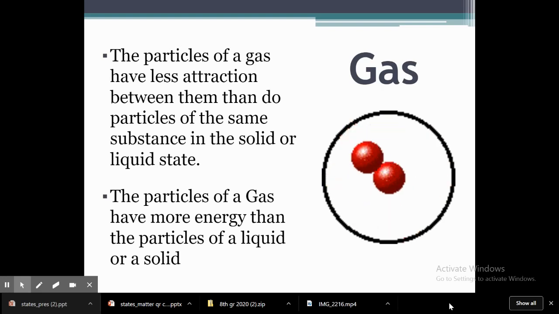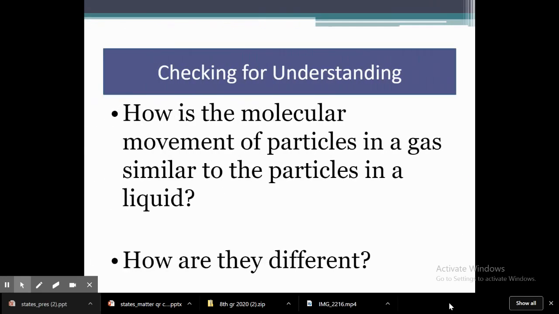You should be seeing a trend. Solids have less energy, liquids have a little more energy, and then gas has even more energy. The energy increases as you change states of matter from a solid to a liquid to a gas.